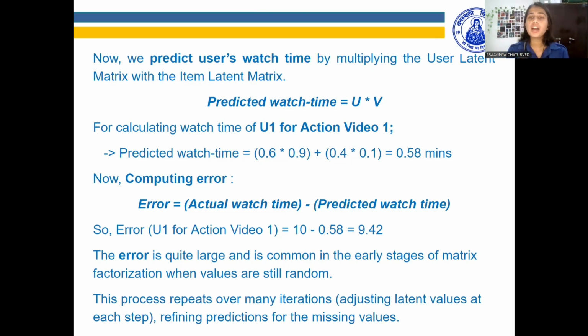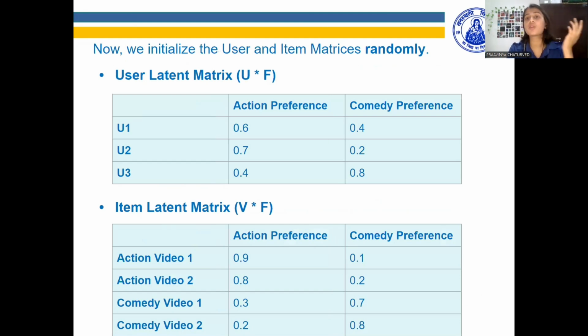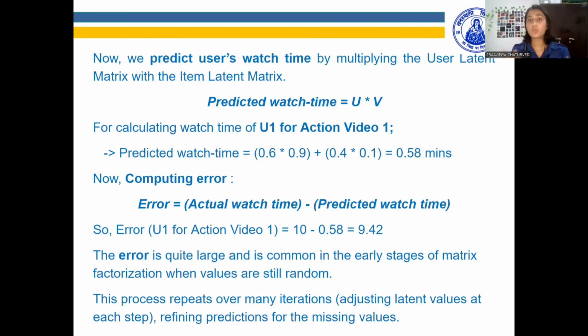Since the error is quite large, we would say that since the values were very random, the values in the user latent matrix and item latent matrix were very random, and since there was no previous past data, this is why the error is quite large. And this is very common in the early stages of matrix factorization.